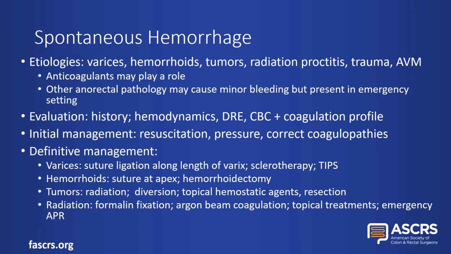Formalin fixation is a good, low-risk first option for bleeding related to radiation. Argon beam coagulation may also be used, particularly if there is a targetable area or areas. For more mild bleeding, other topical agents such as steroids may be useful once the initial anemia and hemodynamic changes are addressed. In a situation of true hemorrhage, APR has been described for this etiology.